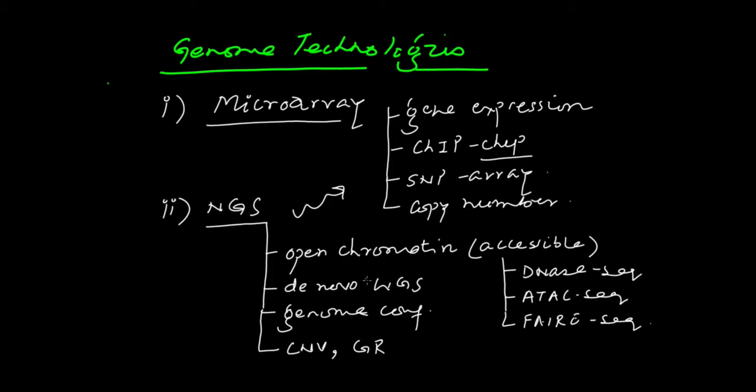We can do RNA sequencing, which is similar to the gene expression thing here, right? We can do that using RNA-seq. And the ChIP thing, we call it ChIP-seq, and so on. We will learn in detail about all of these techniques. So today I'm going to talk about microarray. So microarray.